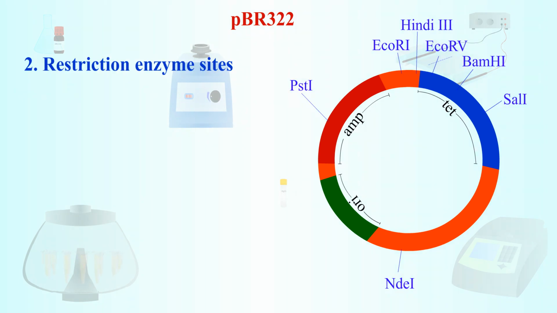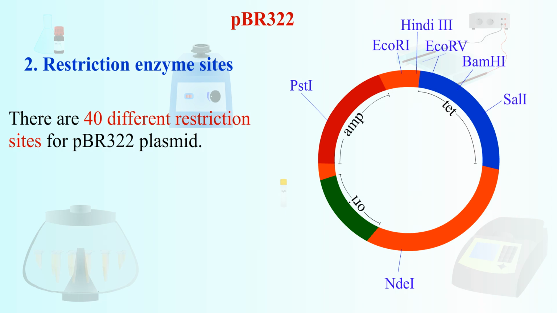2. Restriction enzyme sites. 40 different restriction sites are seen in the pBR322 plasmid, located in the tetracycline resistance region and the ampicillin resistance region. These sites include HindIII, EcoRI, EcoRV, BamHI, SalI, PstI, NdeI.